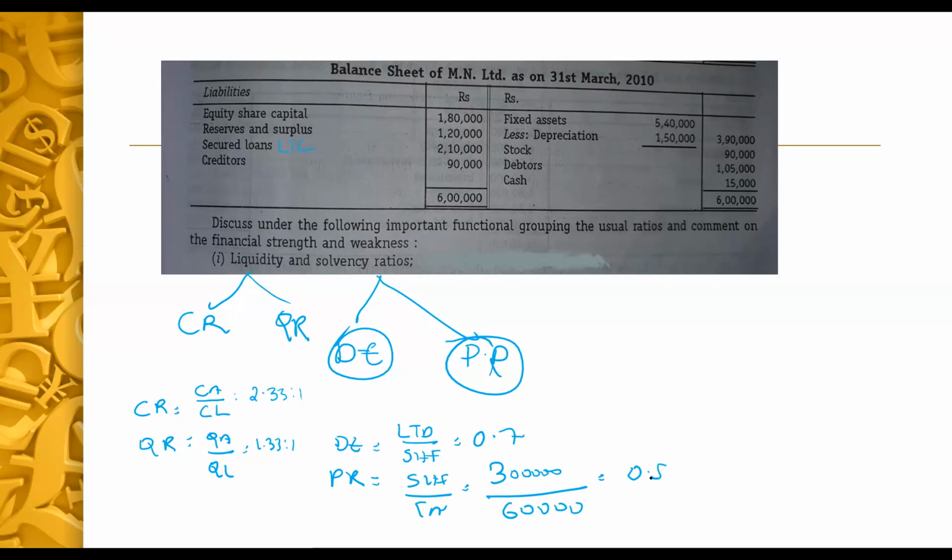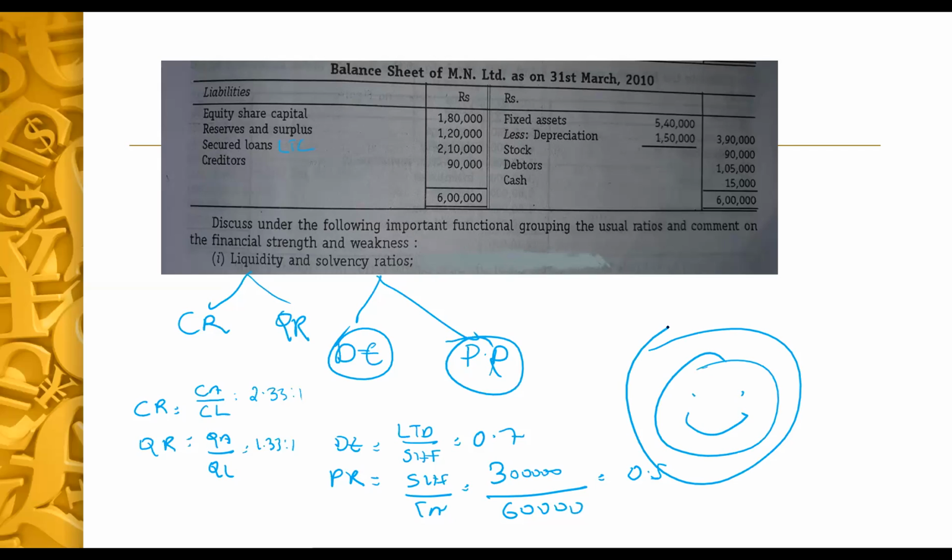Give me the interpretation. What is the ideal debt equity ratio? 1:1. Is it satisfactory or not? Satisfactory. Yes, since the debt equity ratio is 0.7 and the proprietary ratio is 0.5, it is nearing its parameter, that is 1:1 and 0.5. So the stability of the company is satisfactory. Right? Give some interpretation or the other, that carries more marks.